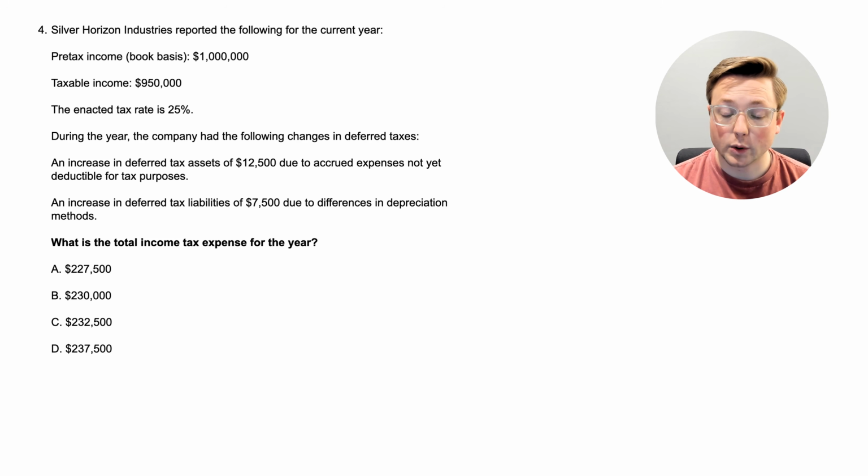During the year, the company had the following changes in deferred taxes: an increase in deferred tax assets of $12,500 due to accrued expenses not yet deductible for tax purposes, an increase in deferred tax liabilities of $7,500 due to differences in depreciation methods. So again, with all that information, what is the total income tax expense?